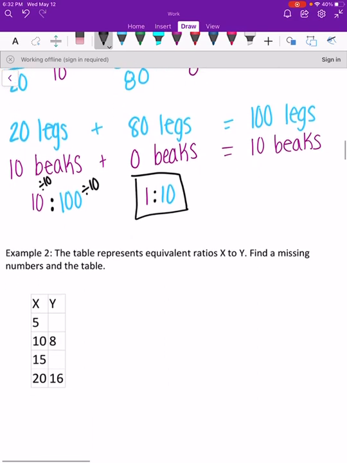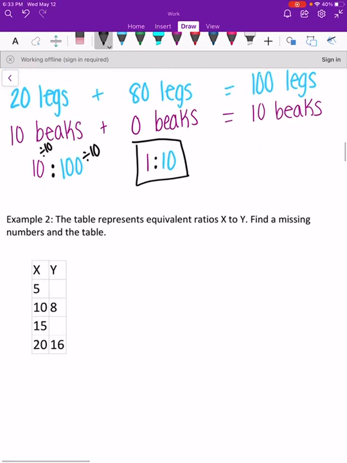Let's go down to the second one. It says the table represents equivalent ratios x to y. Find the missing numbers to the table, I think is what it was meant to say. So here we have x's 5, 10, 15, and 20, but we're missing some y's. So we don't know this y, then we have an 8, we don't know this y, and then we have a 16.